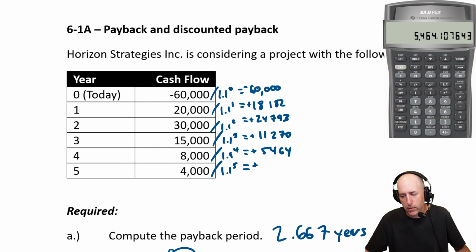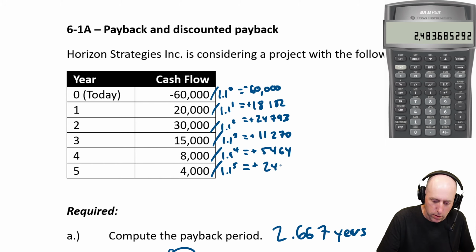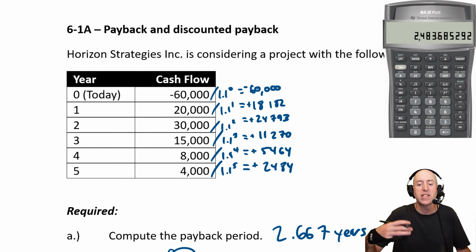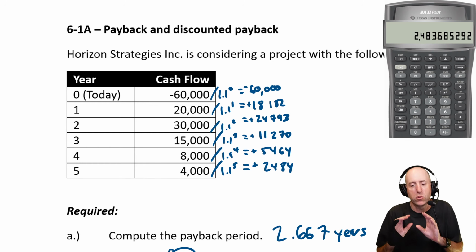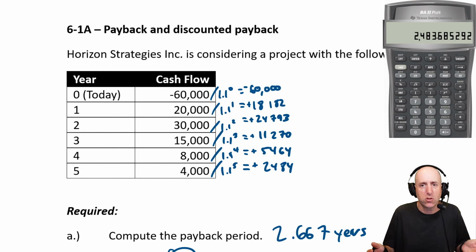And 4,000 divided by 1.1 to the fifth power, so 1.1 y to the x 5, and then 1 over x times 4,000. Okay, so finally I've got my numbers: 2,484. Now, just as I did last time, I'm going to want to do a running total, but this time with the discounted cash flows, to figure out, using only discounted cash flows, how many years or periods does it take me to come out even or come out ahead?